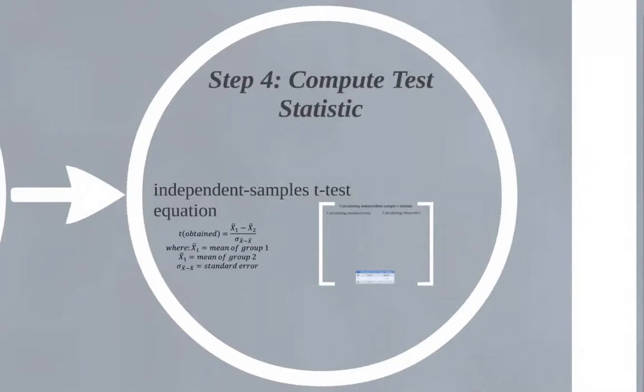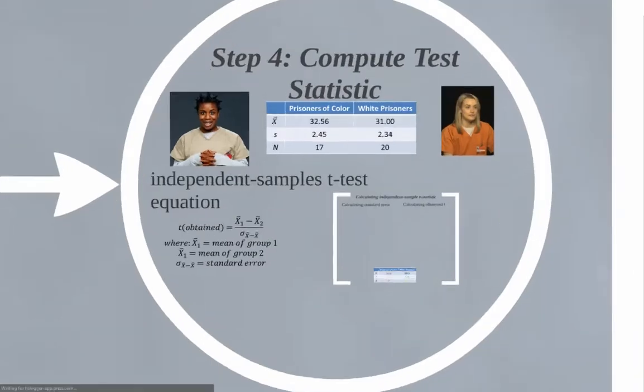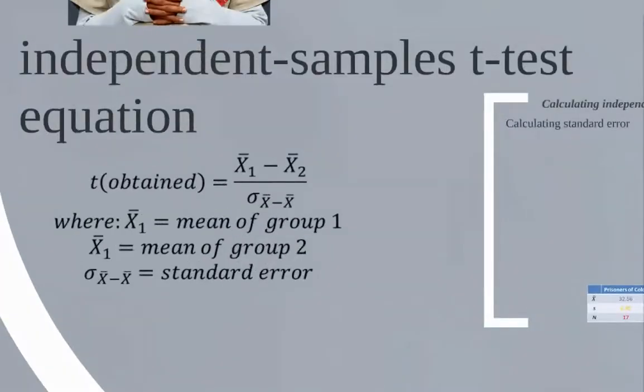This one's going to take a bit because there are quite a few calculations. Again, we're looking at prisoners of color versus white prisoners, and we're looking to see if there's a statistically significant difference between them using an independent sample t-test. Let's take a look at the equation. We take the mean of group 1, subtract the mean of group 2, and divide that by the standard error.